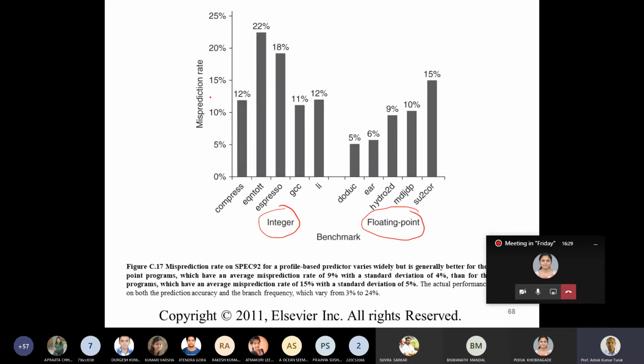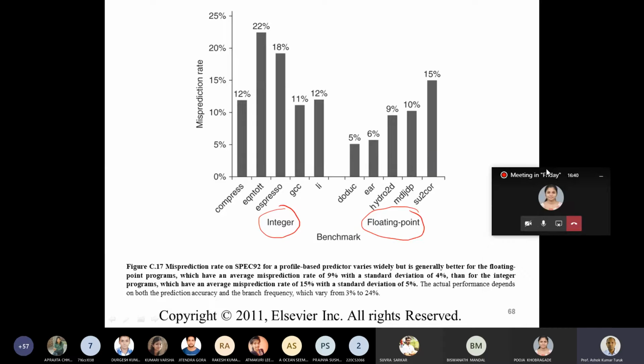Now if you look at the miss rate, the miss rate for the integer program is much higher than the miss rate for the floating point program. The floating point program has an average miss rate of 9% with a standard deviation of 4%, and the integer program has an average miss rate of 15% with a standard deviation of 5%.